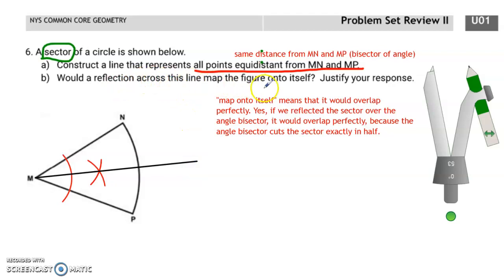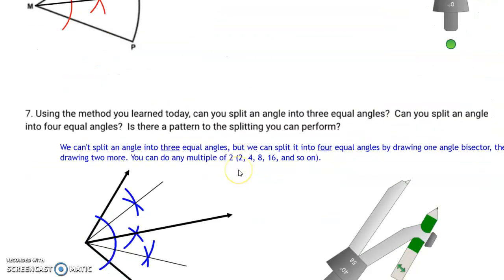Then would a reflection across this line map the figure onto itself? Well, if it's mapped onto itself, that means it overlaps perfectly. It turns out that yes, if you reflected N over this line, it would reflect perfectly onto P. All the points along here would reflect perfectly along here. So yes, it is mapped onto itself.